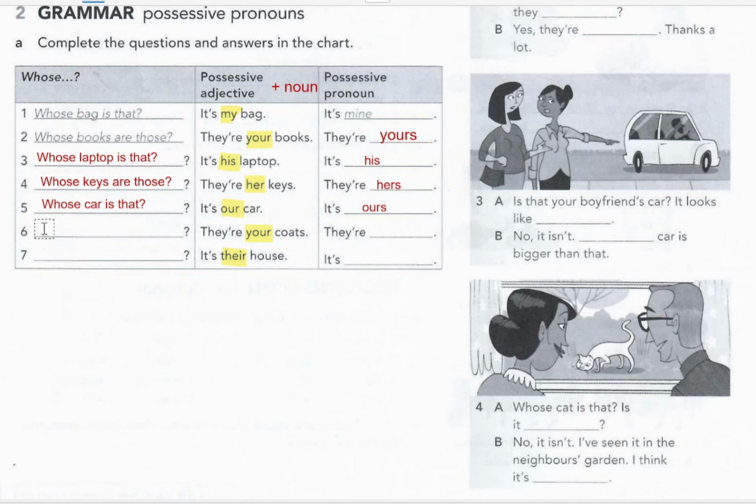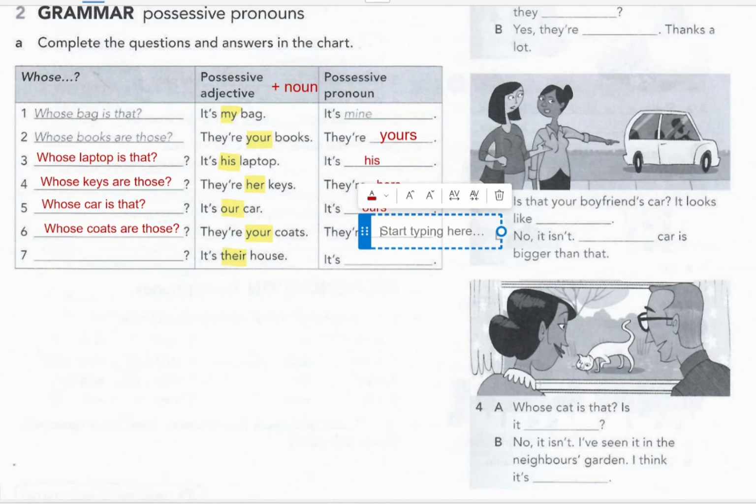They are your coats. So whose coats are those? Again, whose coats are those? We're using plural here, "are", because coats are plural. Obviously, we can't say "that" for plural; we say "those". If it's singular, we say "that". So, they are your coats. The possessive pronoun of "your" is "yours". So they are yours. That's it.